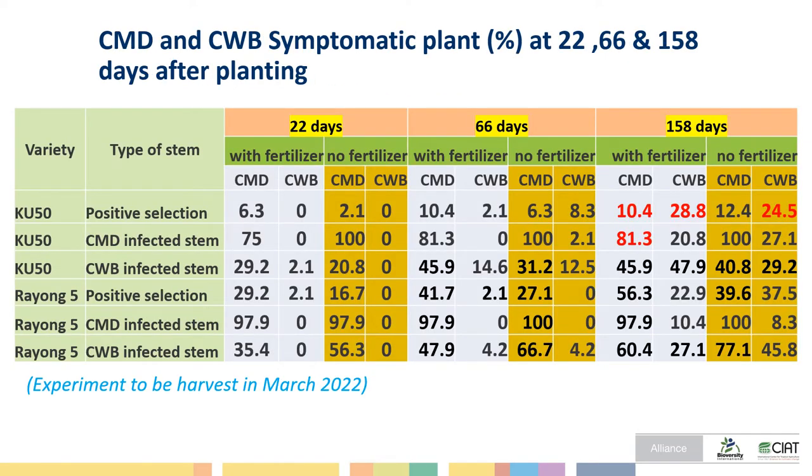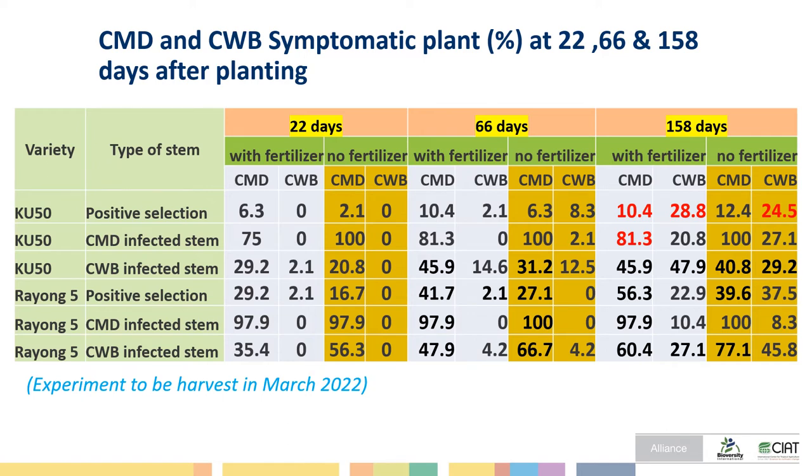By now we have the data from three time scorings, at different durations. With CMD and cassava witches' broom, if we look at KU50 from positive selection, the CMD increased from 6.3 to 10.4 between 20 days and 150 days. But if you look at KU50 with the CMD affected stem, the number increased to nearly 100%.